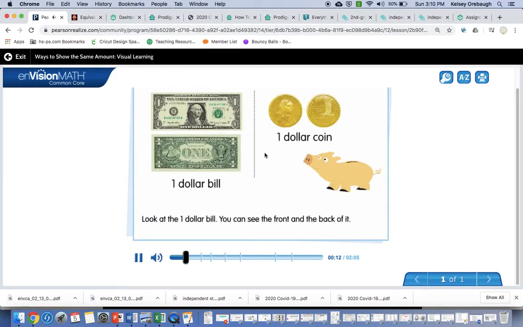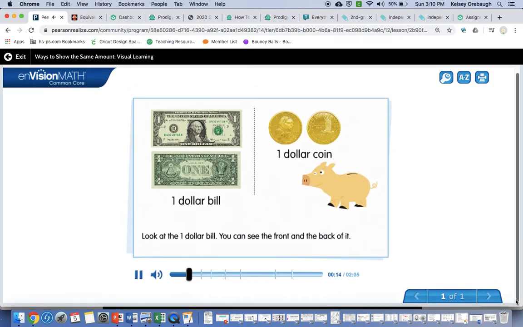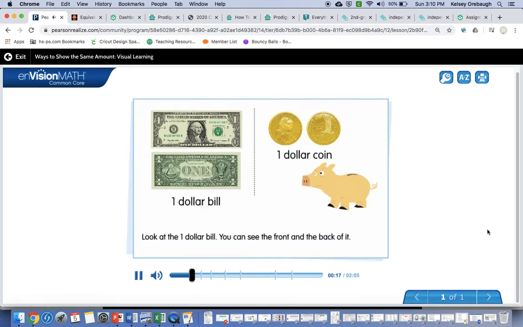Look at the $1 bill. You can see the front and the back of it. There is a $1 coin, too. What is the value of the dollar bill? We just talked about this when we reviewed our coins and dollars. A dollar bill has a value of $1.